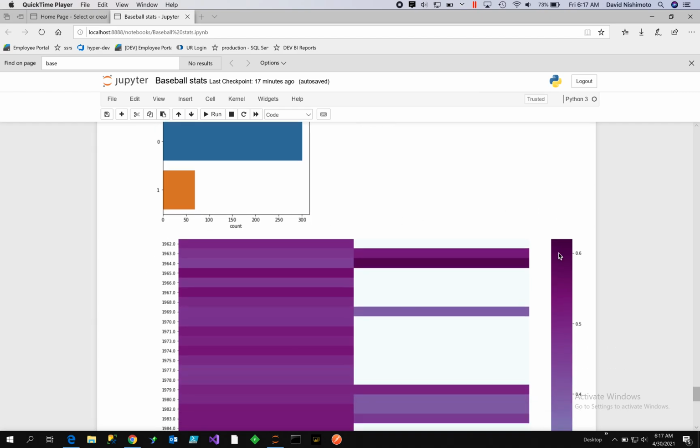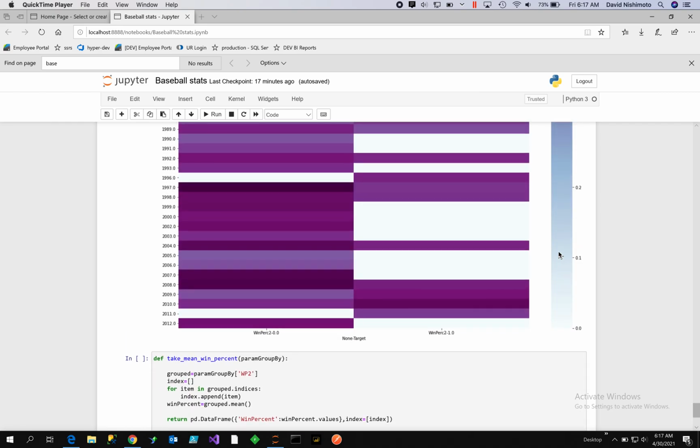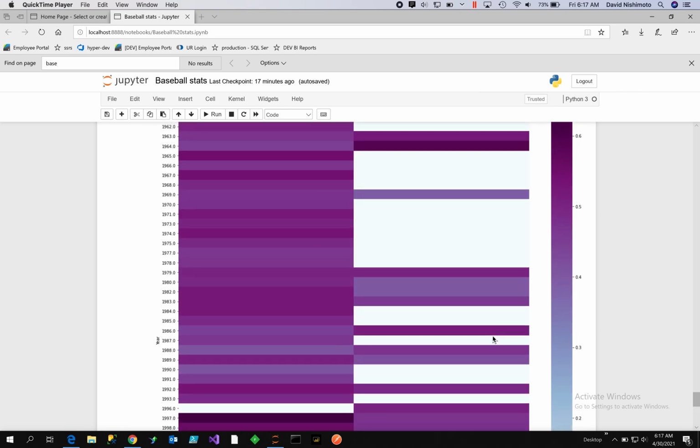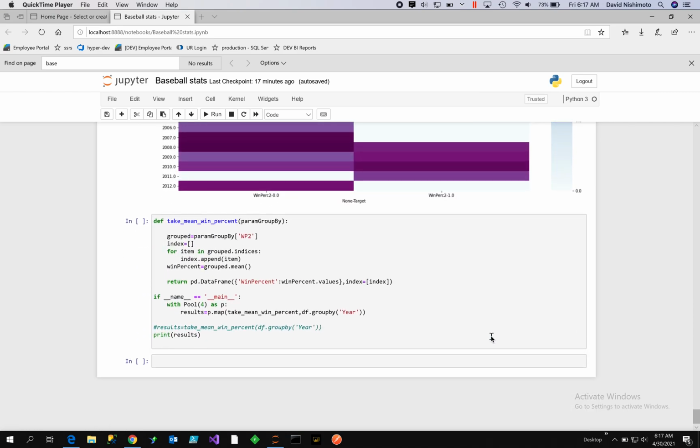So you can see there's a higher percentage of teams that don't make the playoffs. And then when I put it in my count plot, I'm looking at what factors were the most important for determining if they hit the playoffs. Okay, and the last thing to do is take the mean win percent.